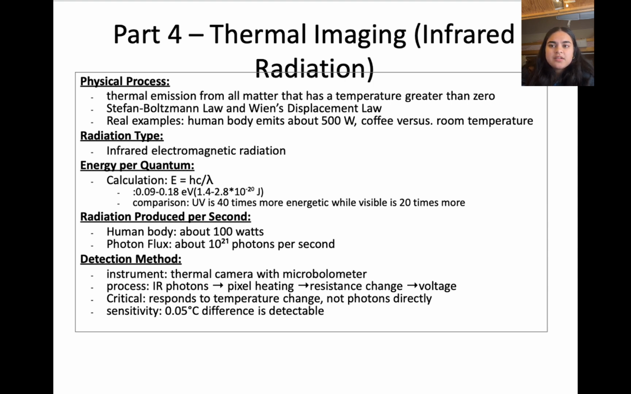The detection method is that thermal cameras use something called a microbolometer. The most important part is that it actually doesn't detect the photons directly. Instead, the infrared photons hit the detector and heat up those tiny elements, which changes their resistance, and that resistance change gets converted into voltage. So it's responding to the temperature change, not the photons themselves. These instruments are incredibly sensitive. They can pick up temperature differences as small as 0.05 degrees Celsius.